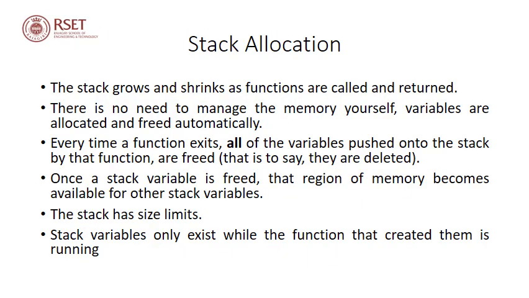Summarizing whatever we have learned so far about stack allocation, the stack grows and shrinks as functions are called and returned. There is no need to manage the memory yourself. Variables are allocated and freed automatically. Every time a function exits, all of the variables pushed onto the stack by that function are freed. Once a stack variable is freed, that region of memory becomes available for other stack variables. The stack has size limits, as we have seen in the previous slide. Stack variables only exist while the function that created them is running.